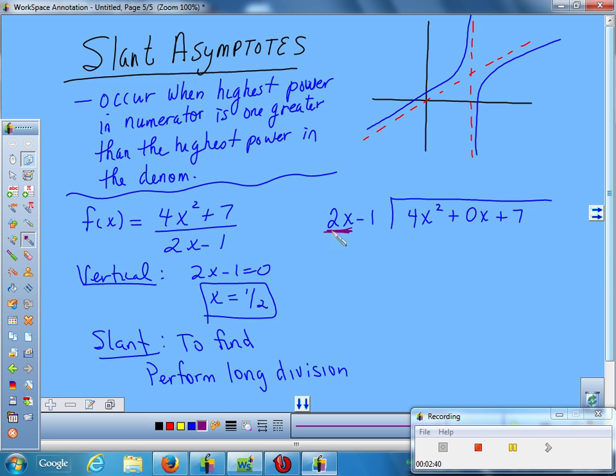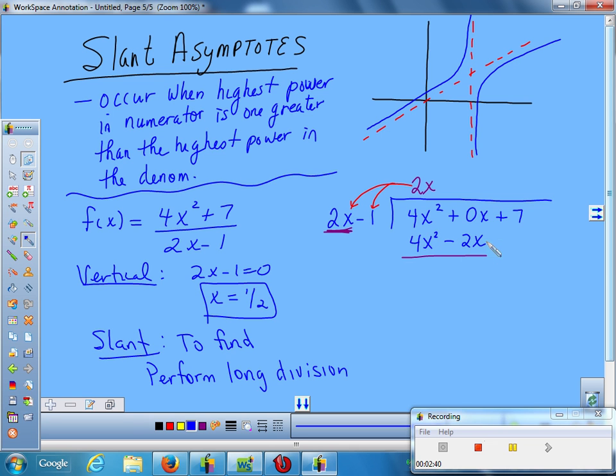Everything's about the first term. What do I have to take times 2x to make it equal 4x squared? 2x times 2x would make it 4x squared. So I will put 2x up there at the top. How do I get what goes down here on the next line? How do you do normal division? You take what you wrote on top times the number out front. So you take 2x and times both of those. So I will get 4x squared, and 2x times minus 1 will make minus 2x.